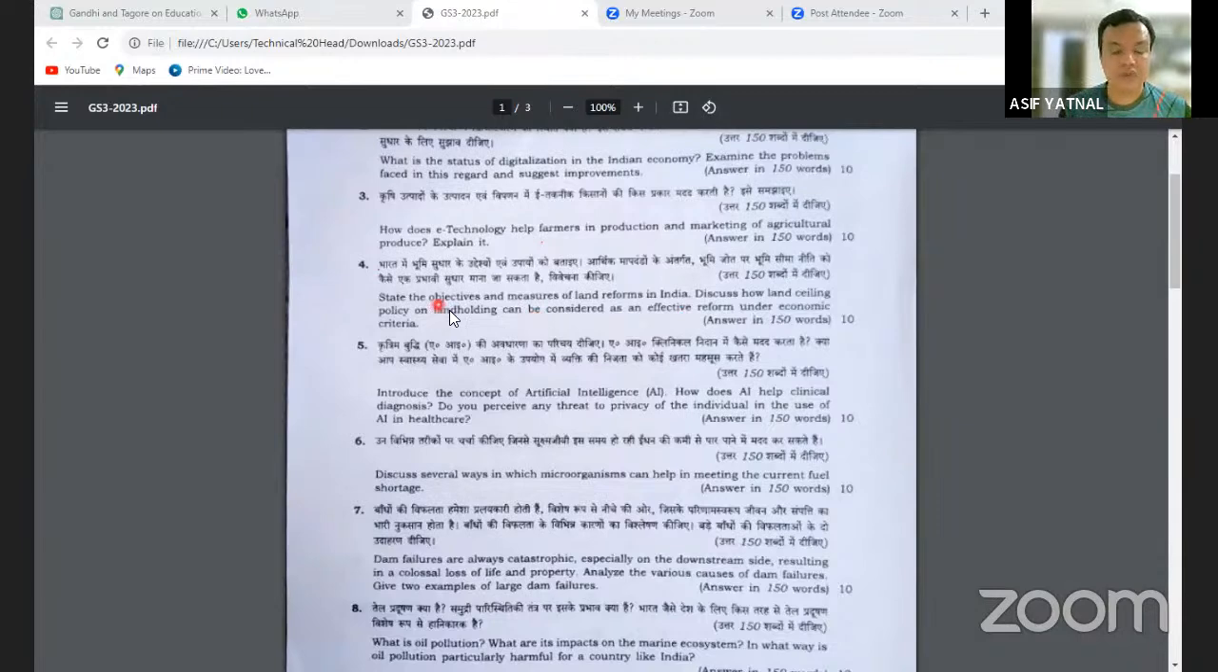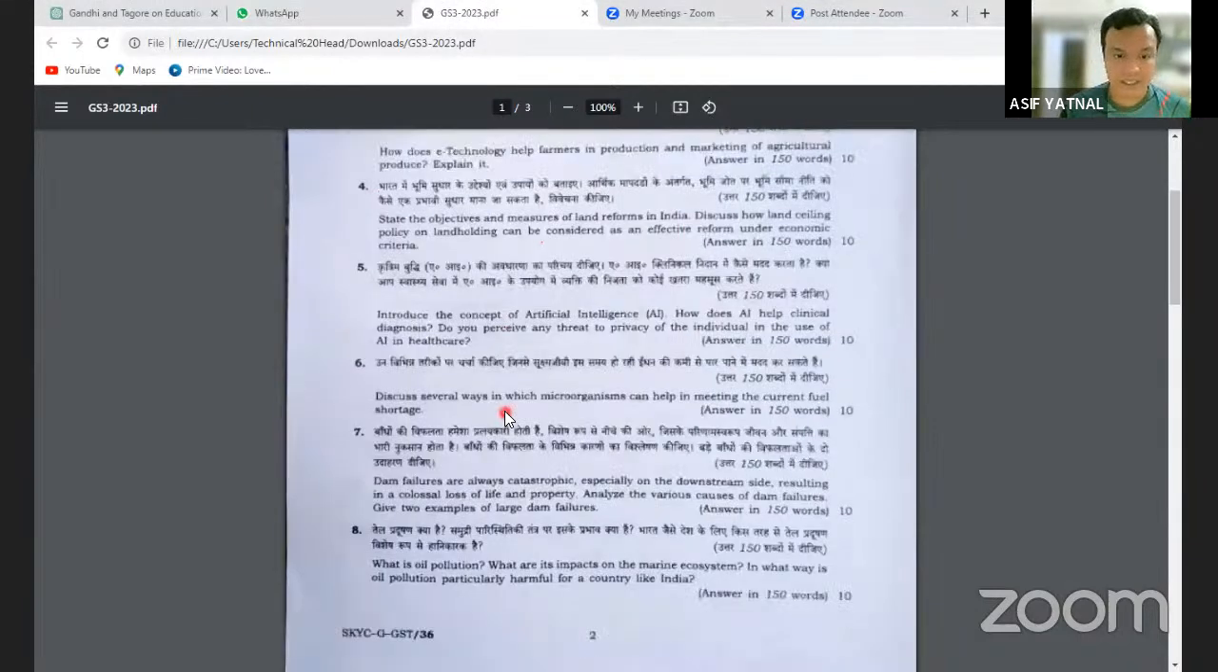So state what were the objectives and measures of the land reform can be considered as an effective reform under the economic criteria. मतलब इकोनॉमिक क्राइटेरिया के बेसिस पे क्या हमें लैंड सीलिंग एक्ट करना चाहिए, दैट इज व्हाट क्वेश्चन हैज बीन आस्क्ड. Now next question is with respect to introduce the concept of artificial intelligence, AI.